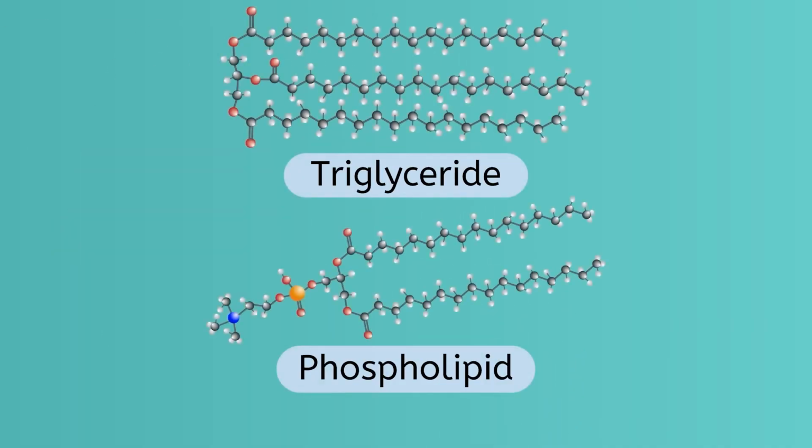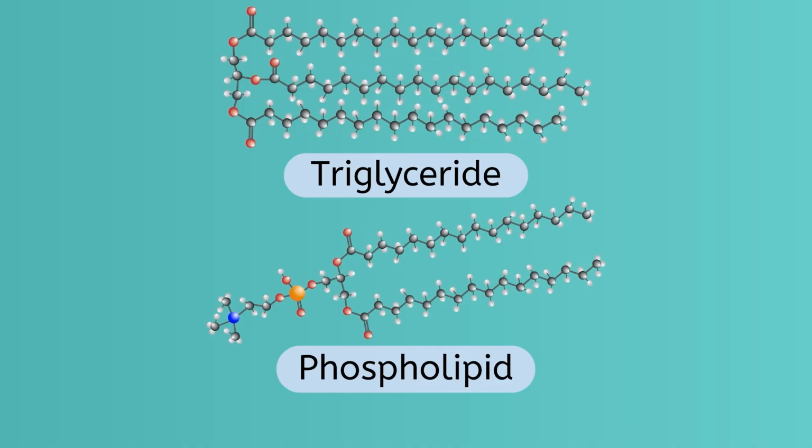Though fats may get a lot of attention in nutrition conversations, they are not the only type of lipid. Let's look at the others, beginning with phospholipids. Phospholipids have a similar structure to triglycerides, with one key difference. Triglycerides consist of glycerol connected to 3 fatty acid chains.